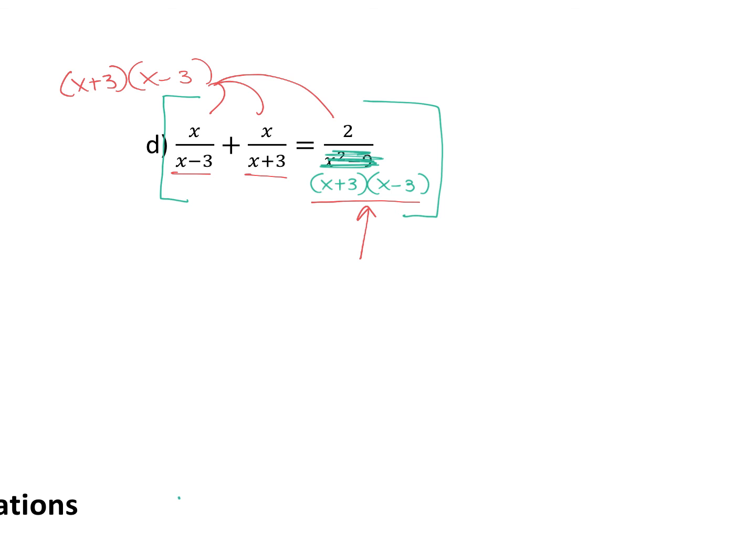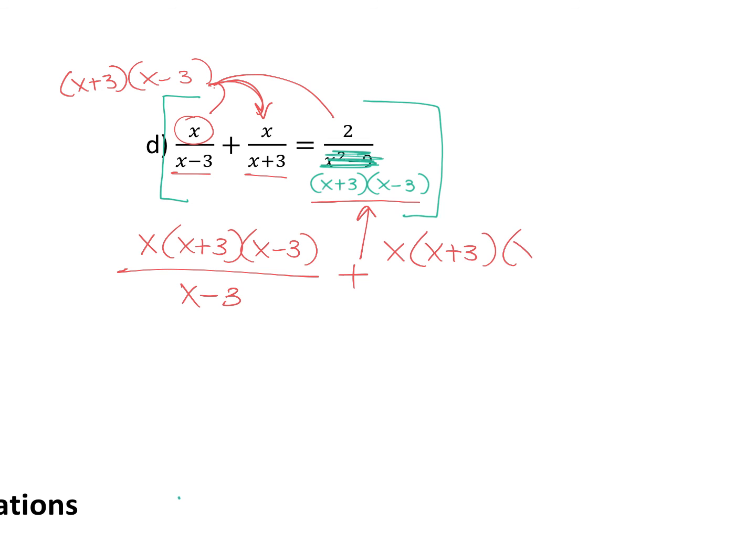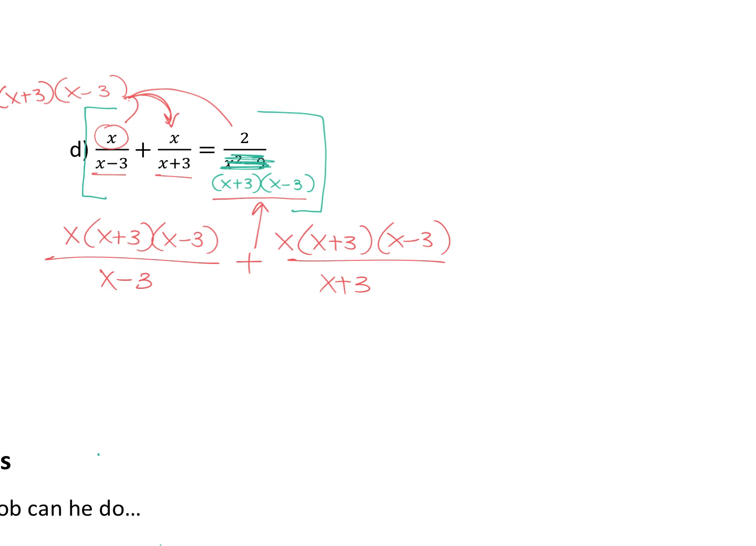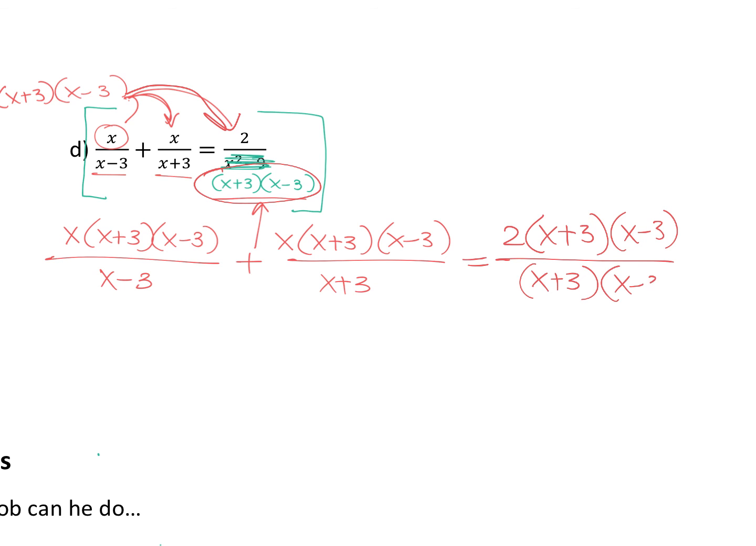But remember, don't distribute it, okay? We're going to do some getting rid of, some slashing away, if you will. So we're going to multiply by this x. It's going to look like that, over x minus 3. Then we're going to multiply here. So same numerator, x times x plus 3 times x minus 3 over x plus 3. And then that's equal to, now take the 2 times all of that, x plus 3 times x minus 3. And that's over the x plus 3 times x minus 3.